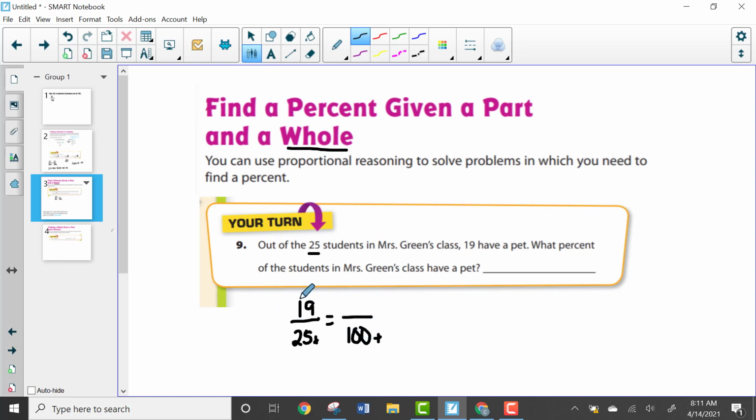So we set this up as a proportion. We take 19 times 100. Remember, cross multiply. It's going to give us 1,900. And then what we do is we divide 1,900 divided by 25. And what's that going to give us? 76 over 100. Now, it doesn't say 76 students have it. They're asking what percent of the students have a pet. So that is 76%.